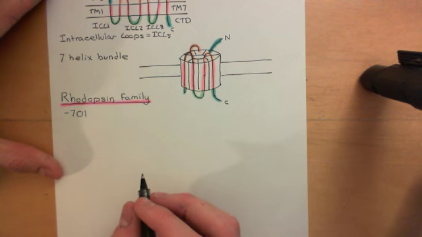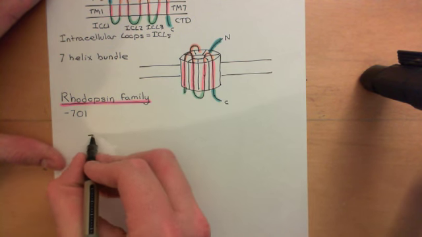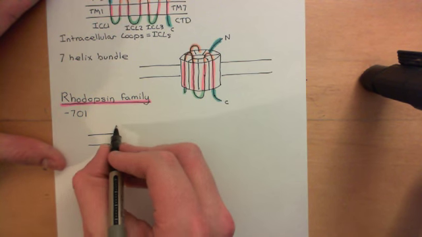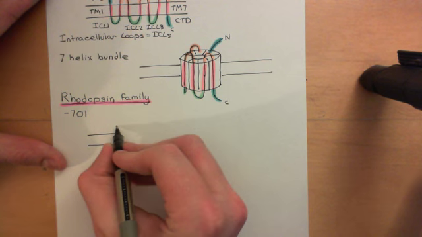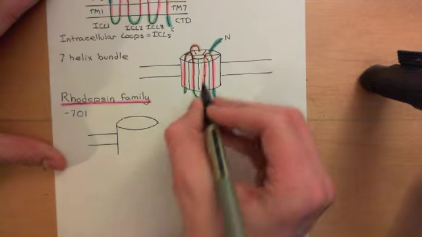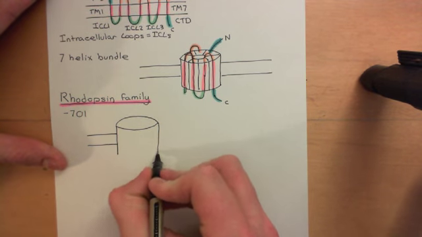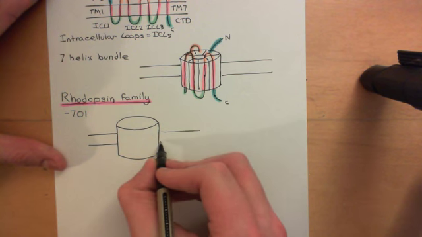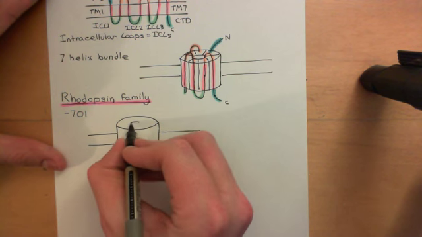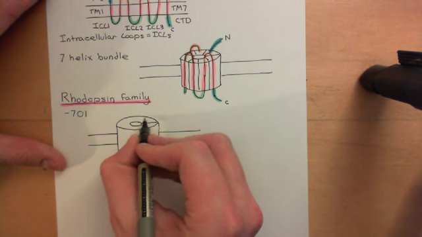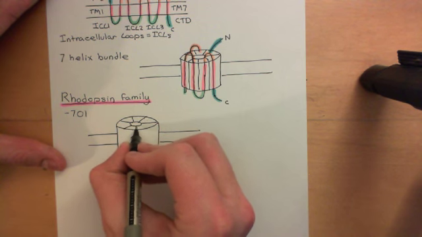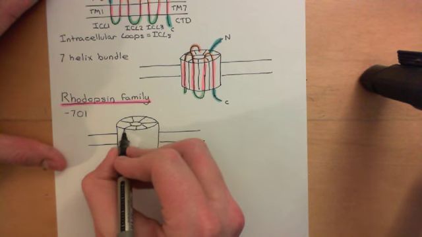So let me now show you the structure of a rhodopsin family G protein coupled receptor, and I will highlight the key structural features that all rhodopsin family G protein coupled receptors have. Basically, I'm going to draw you pretty much the identical picture that I've just drawn, but I'll do it again just to highlight the points here. So once again, here is this 7-helix bundle made up of these 7 membrane-spanning alpha helices. 1, 2, 3, 4, 5, 6, and then 7.